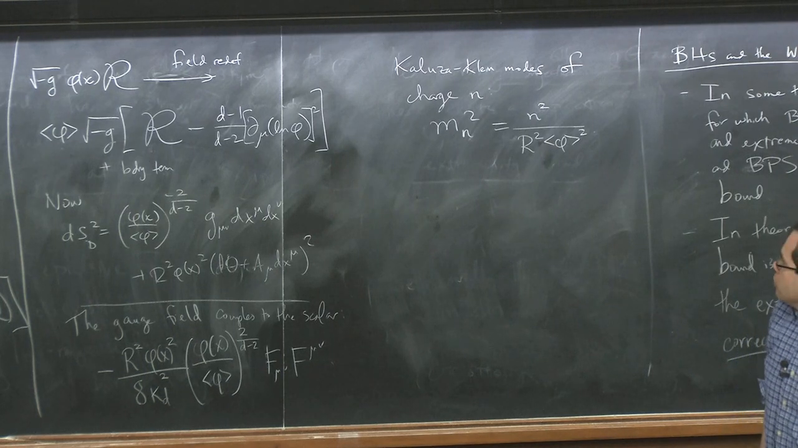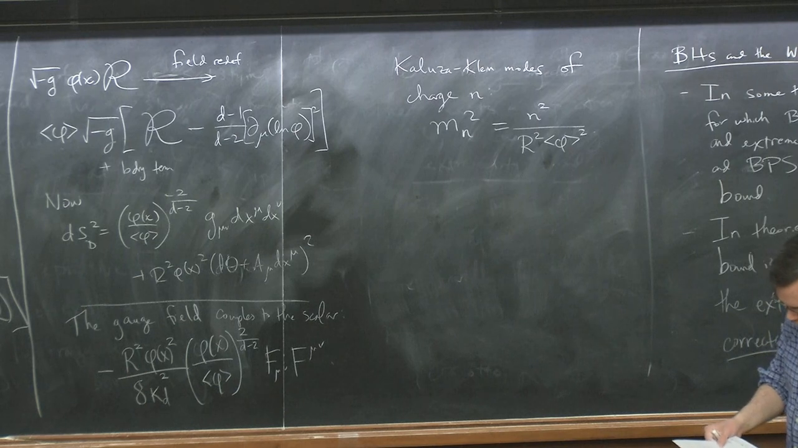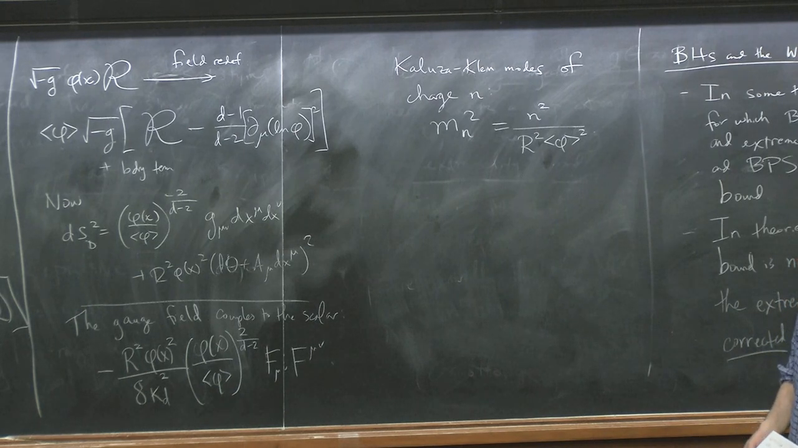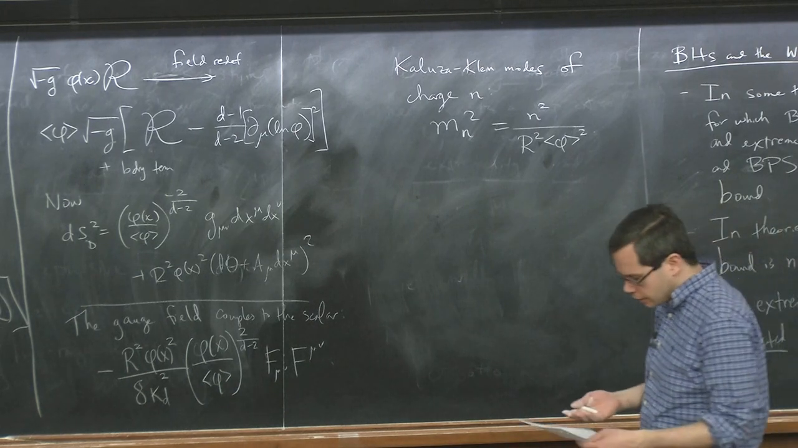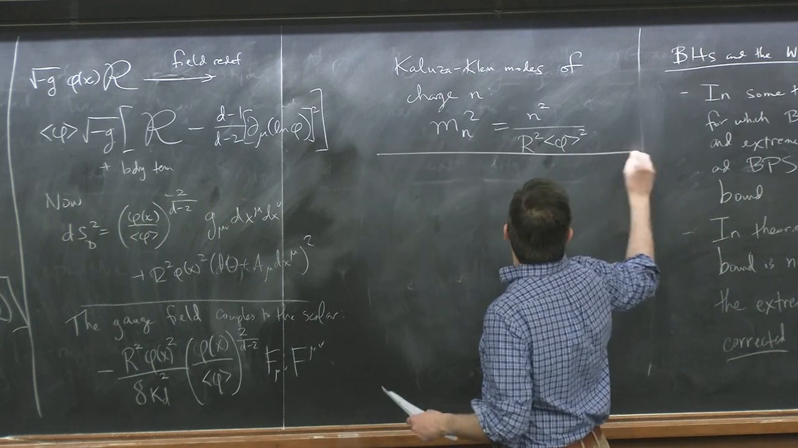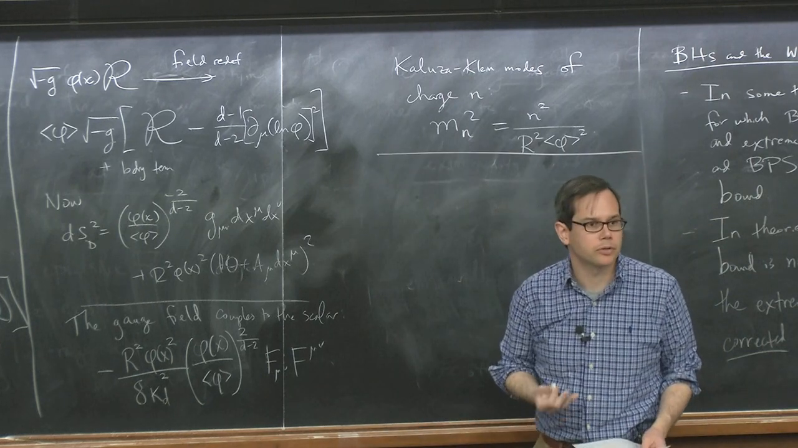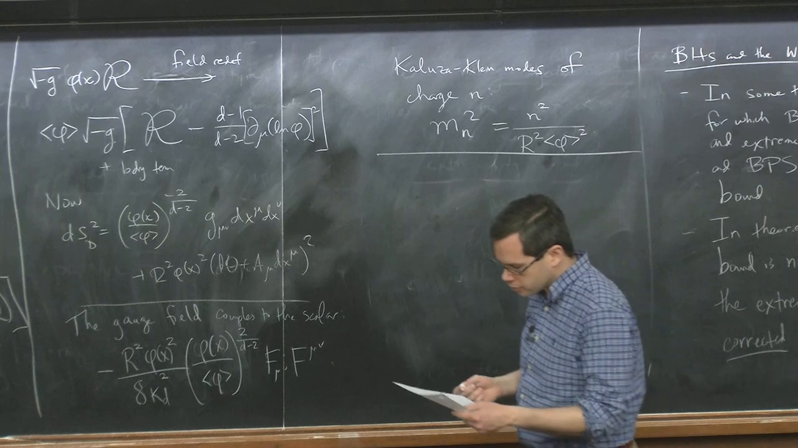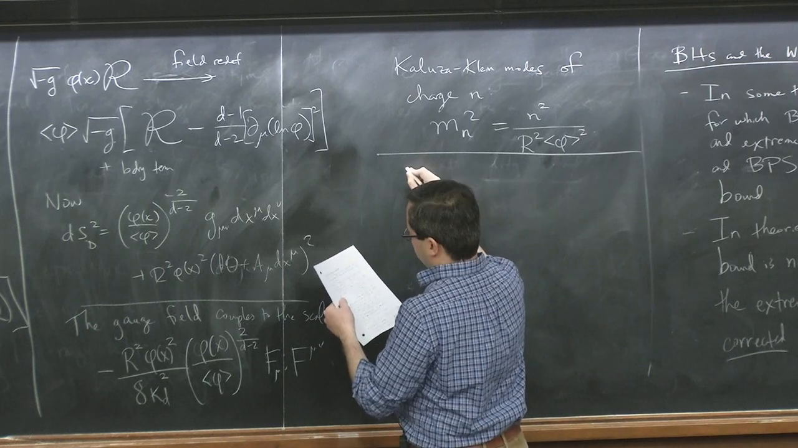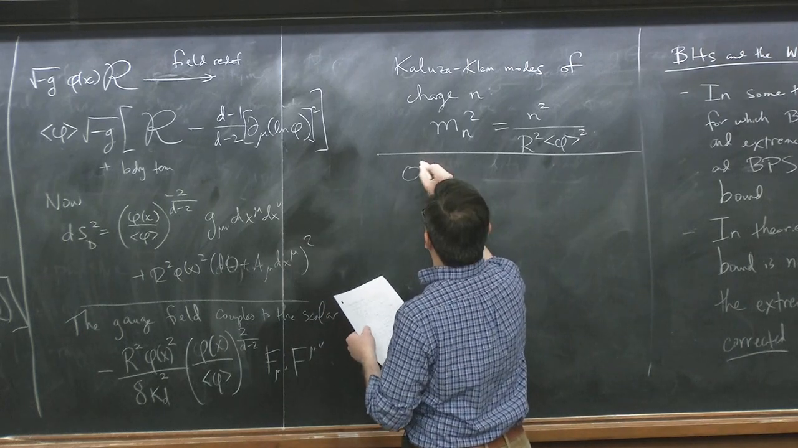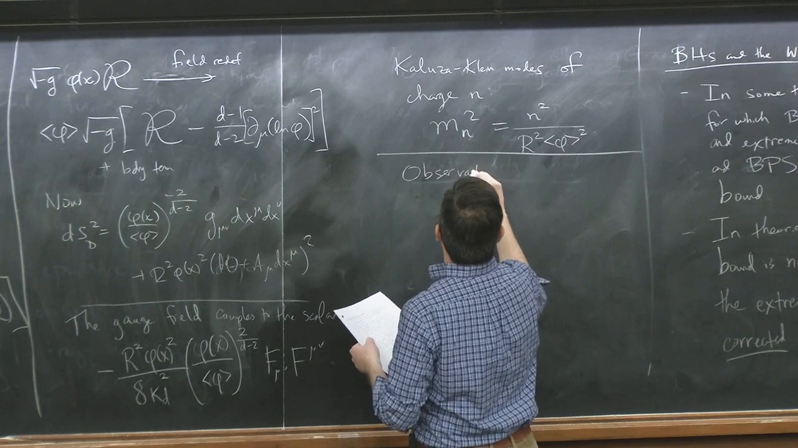Okay, so why did I go through all these details? It's because I want to emphasize some features of this that turn out to be pretty universal and that sort of form the foundation for several of the swampland conjectures. So, some observations.